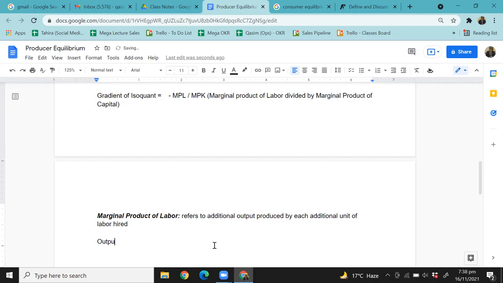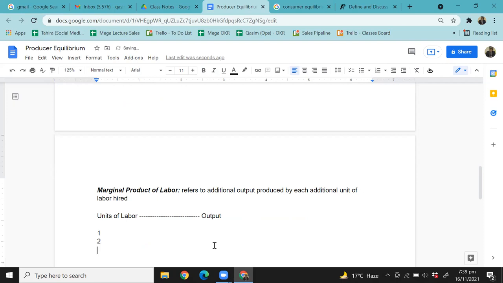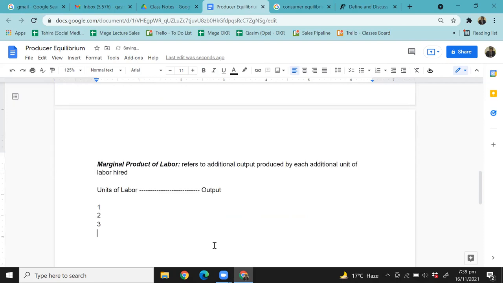So on the left column, let's take, and on the right column we'll take, is it making sense? Okay, now you hire the first, you hire the second, you hire the third unit of labor, you hire the fourth unit of labor, then you hire the fifth unit of labor and the sixth unit of labor.